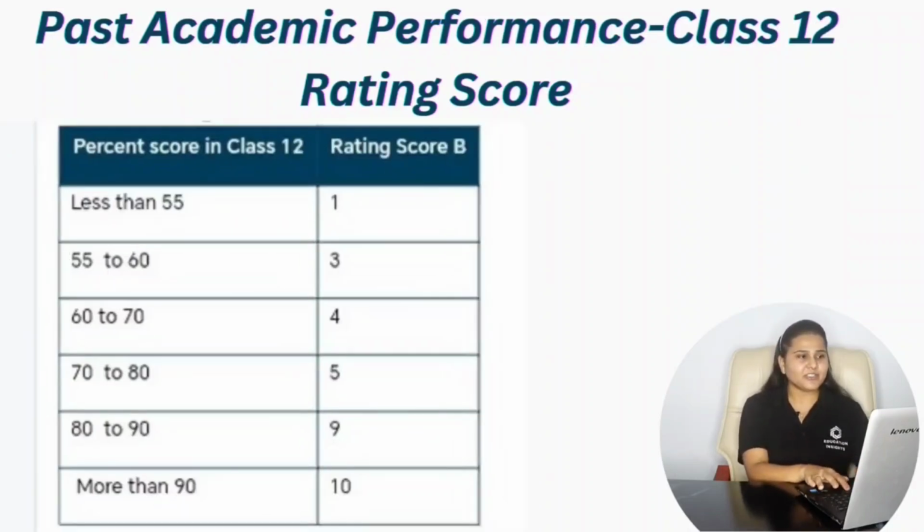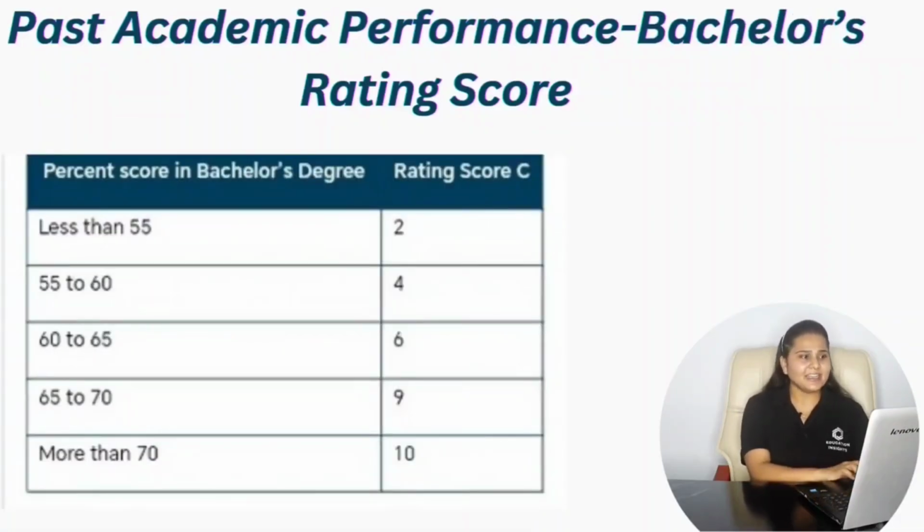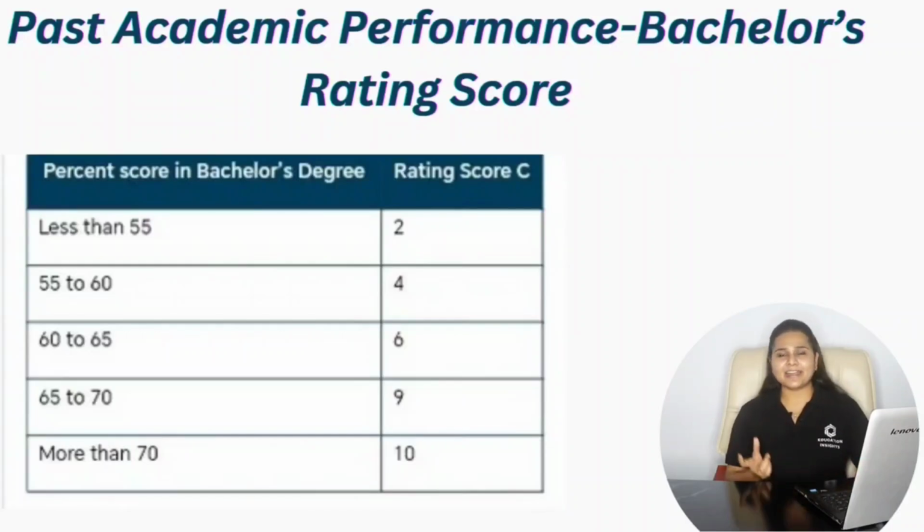If we consider it for class 12, if your percentage is more than 90, there are 10 points. If it ranges between 80 to 90, there are 9 points, and in a similar way you can calculate your rating score for class 12. If we consider the rating score for the bachelor's degree, if your percentage is more than 70, there are 10 points. If your percentage ranges between 65 to 70, there are 9 points. In a similar way, you can calculate your rating score for the bachelor's degree.